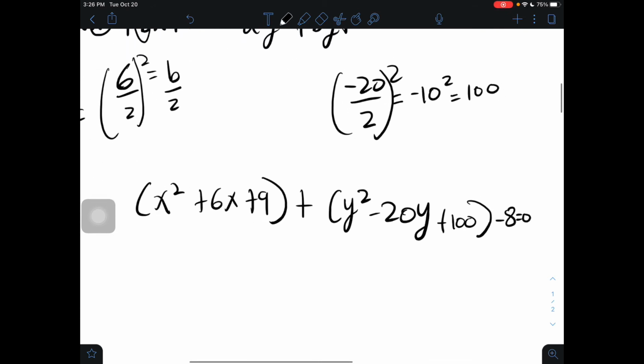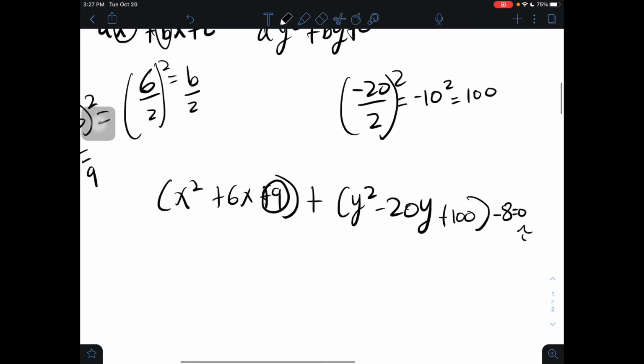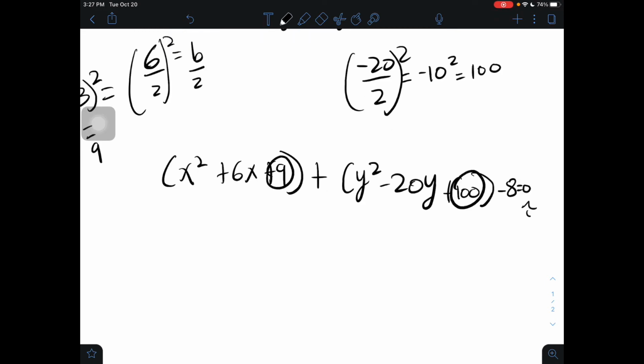Now, there's a step which we haven't done yet, which is what we did to our left side, we now have to do to our right side. So we've added 9, and we've added 100. So now we have to do the same thing onto our right side. Alright, so we have figured out we have 9, and we have 100. Since we added it to our left side, we are now going to do the same thing and add them both to our right side.